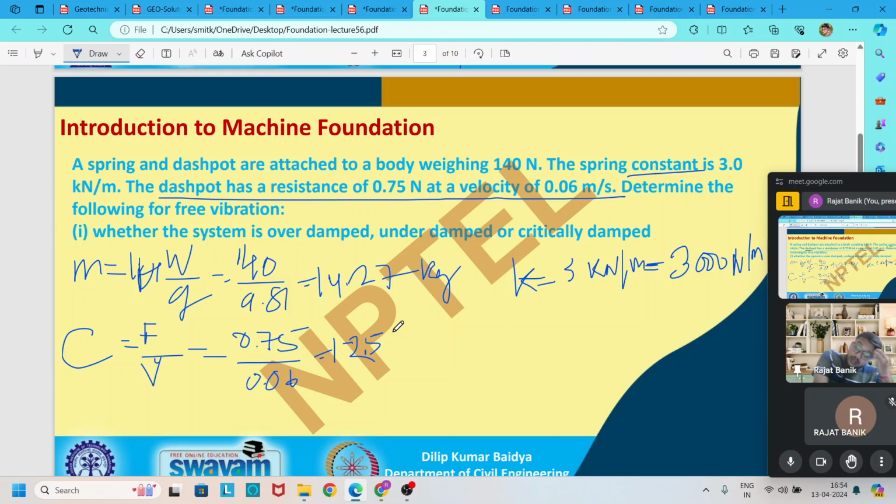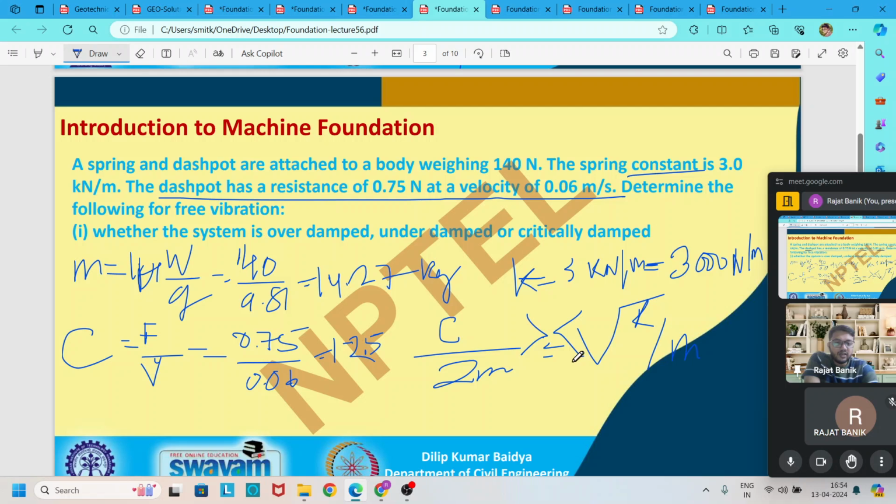Now we know that there is one term C by twice m, and there is another term, root over K by m. If C by twice m is greater than root K by m, then it is overdamped. If it is equal, then it is critical damping. If it is less, then it is underdamping.